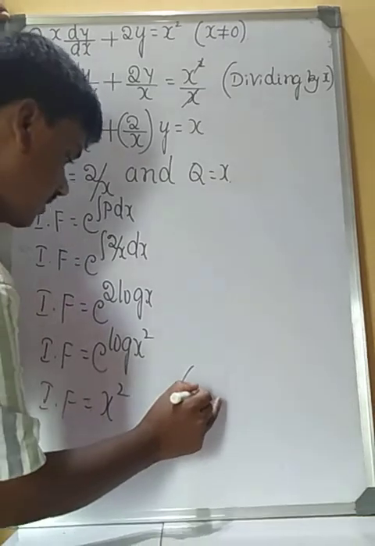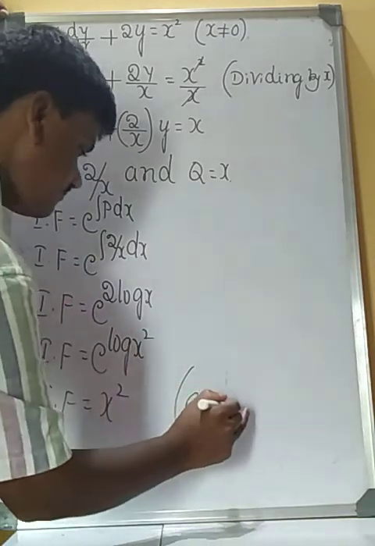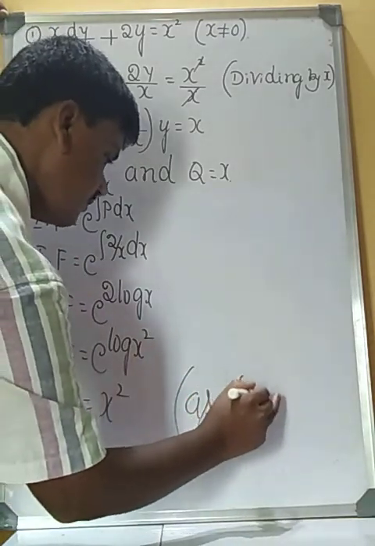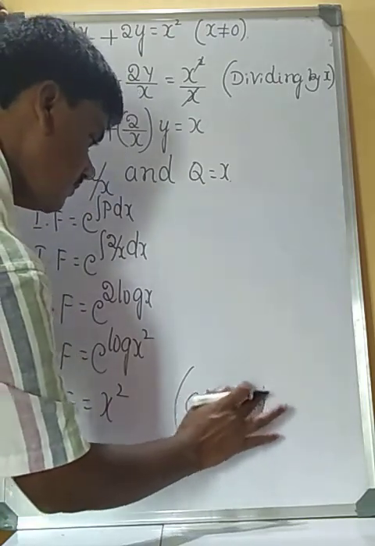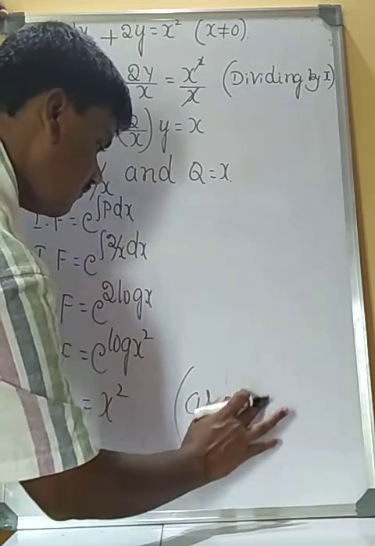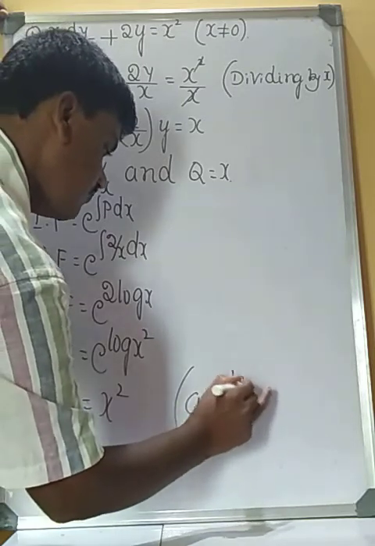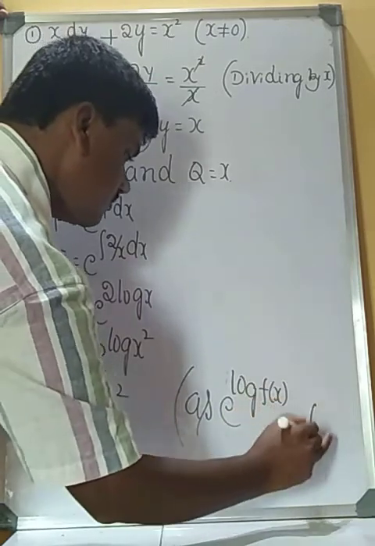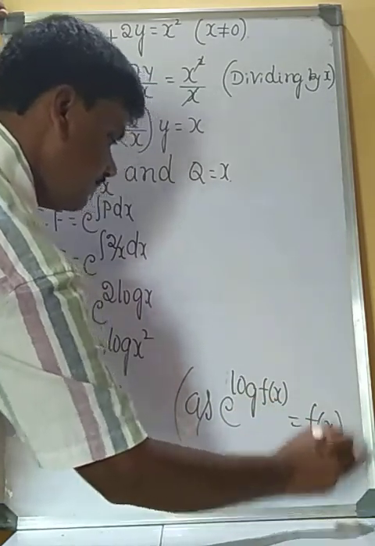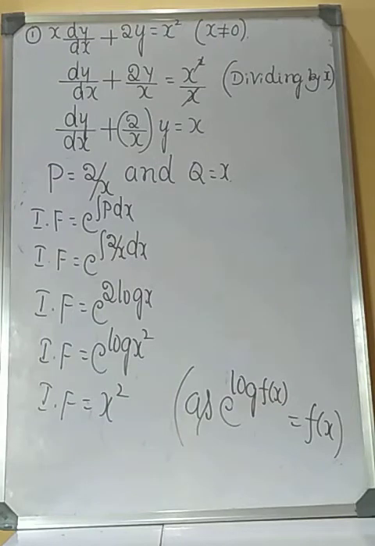So write in brackets: e power log of f of x is equal to f of x. Therefore the integrating factor is x square.